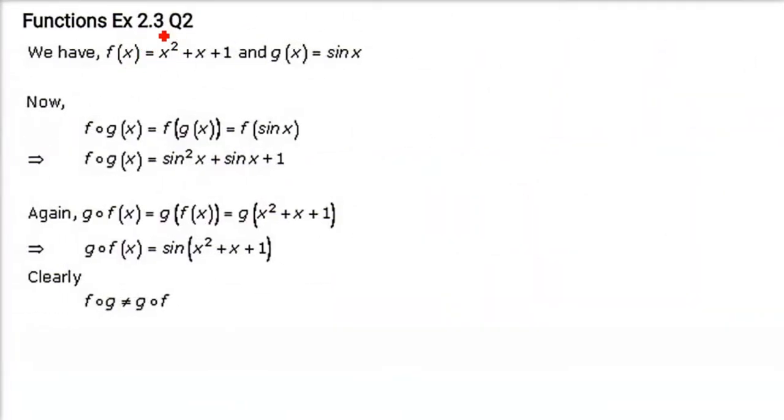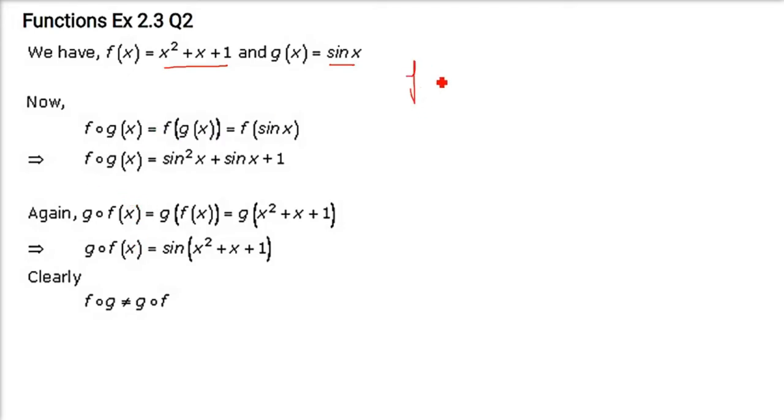Here we have question number 2. Here f(x) is given as x square plus x plus 1, and g(x) is given as sin x. So we have to find out fog and gof, and we also have to show that they are not equal. So f(x) and g(x), let us find this out.